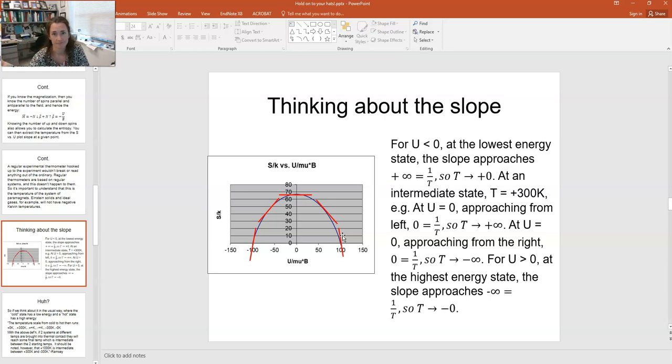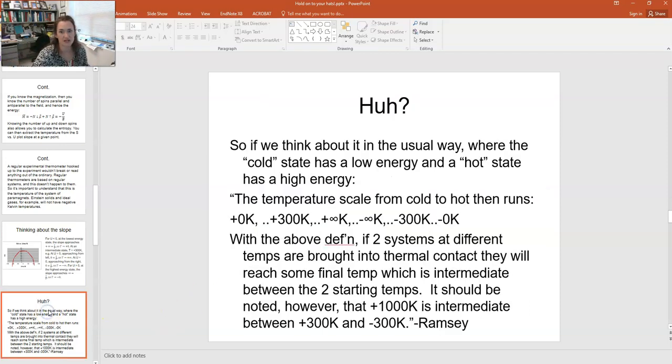I didn't make this up. So, if we were to plot a temperature scale, thinking about cold being on the far left and hot being on the far right, then our temperature scale going from cold to hot would be positive 0, positive 300 Kelvin, positive infinity, negative 300 Kelvin, negative 0. And so negative 0 would be as hot as you could get, and positive infinity would be intermediate between positive 0 and negative 0. That would be what your temperature scale looks like.